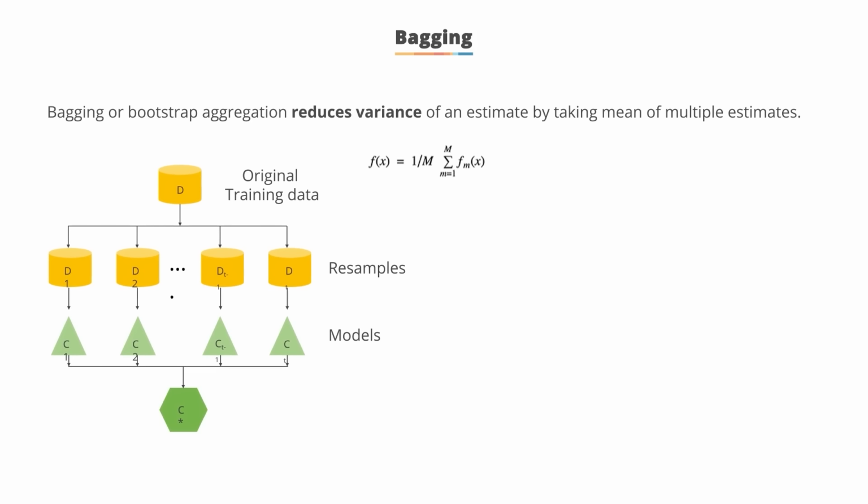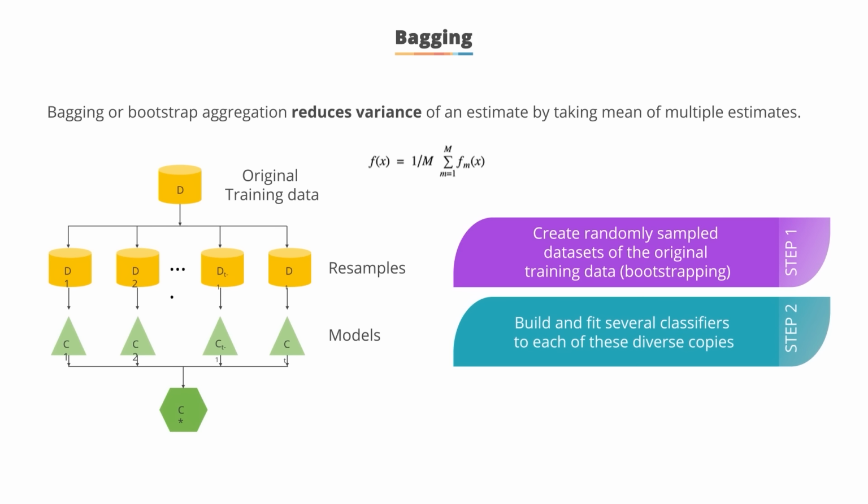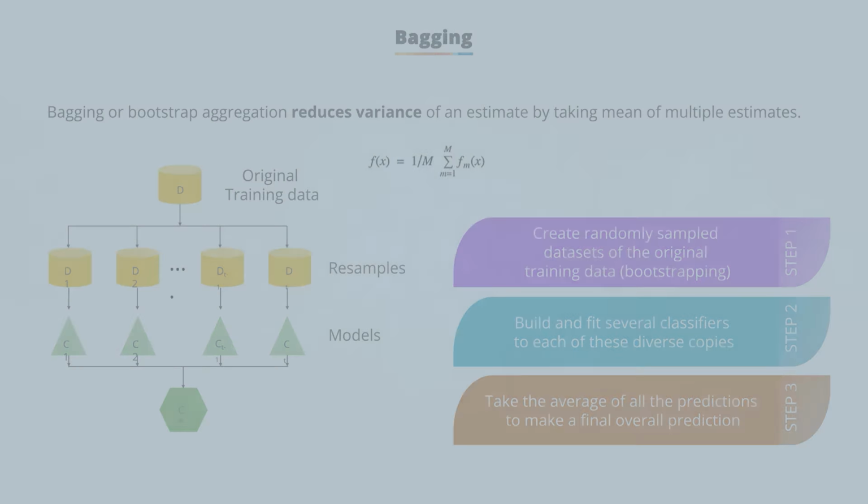Now let's take a look at what bagging is. The idea behind bagging is to combine the results of multiple models to get a generalized result from a single model. Bagging, or bootstrap aggregation, reduces variance of an estimate by taking the mean of multiple estimates. There are 3 steps to perform bagging. Step 1 is to create randomly sampled data sets of the original training data, bootstrapping. Step 2 is to build and fit several classifiers to each of these diverse copies. Step 3 is to take the average of the predictions to make a final overall prediction.